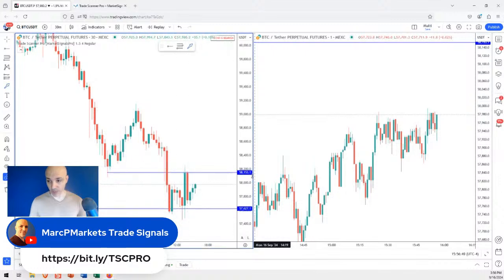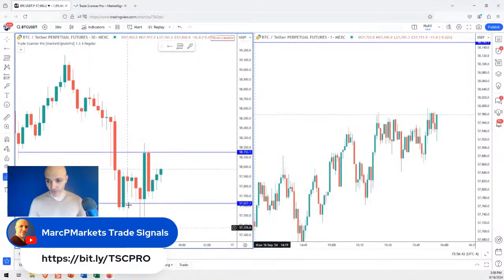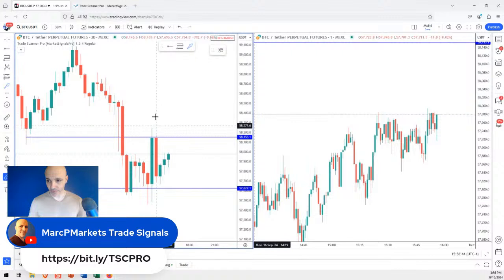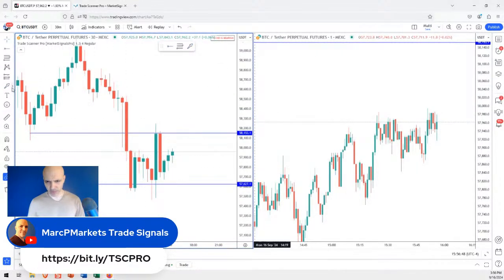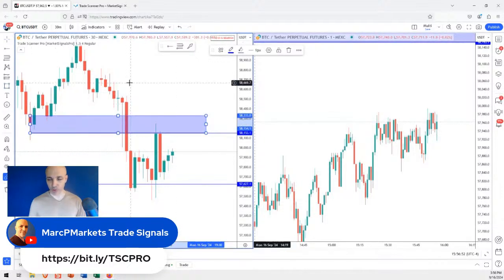Right. So I can draw some lines on that. Notice, so far, that's what's happened. It looks like we have some sort of resistance in this area. Hold on, let me draw a rectangle in this area. Remember, it's not going to be precise. I'm using horizontal lines, but it may be like a little zone area like this.